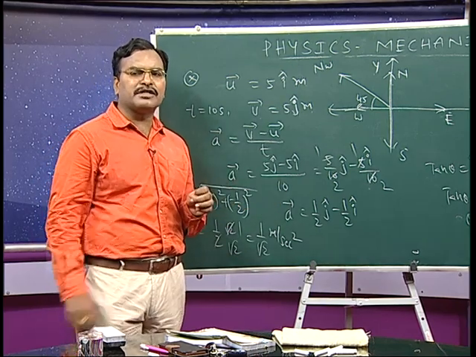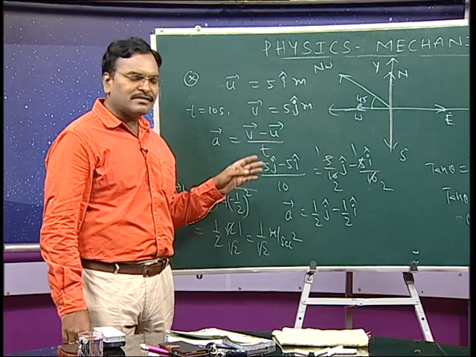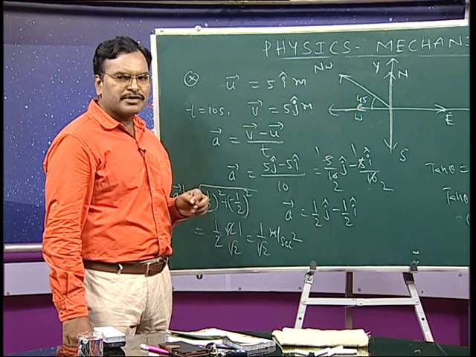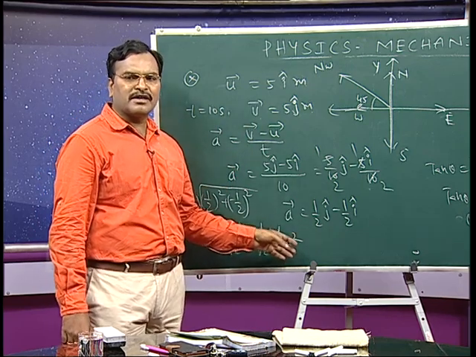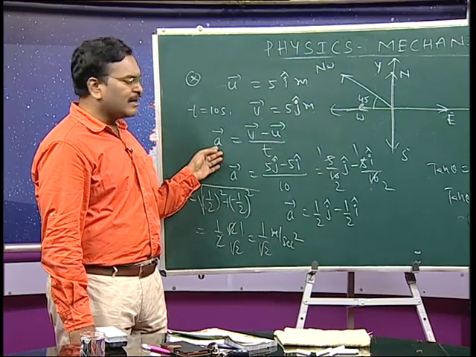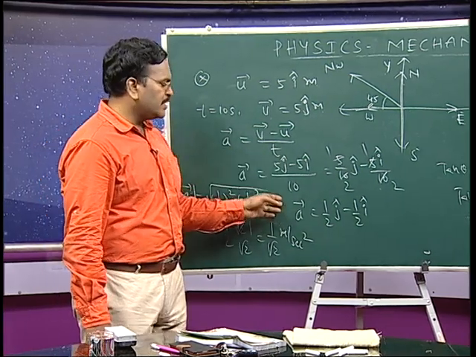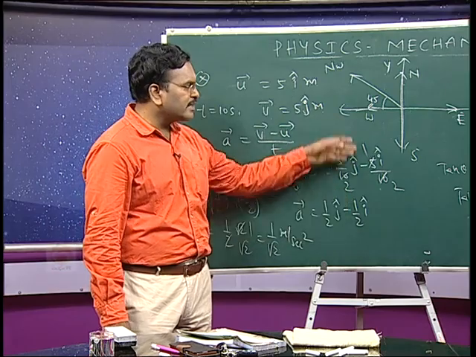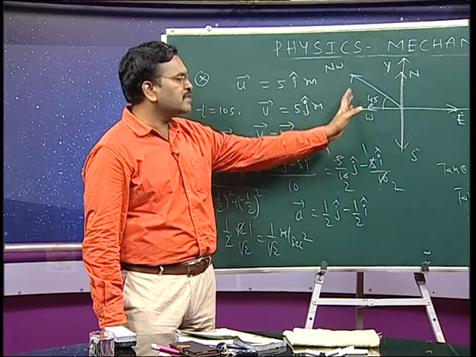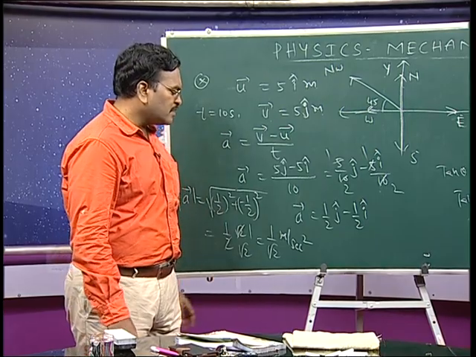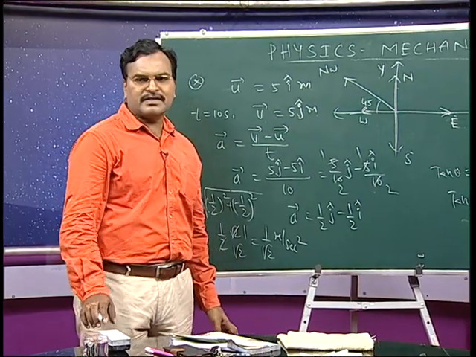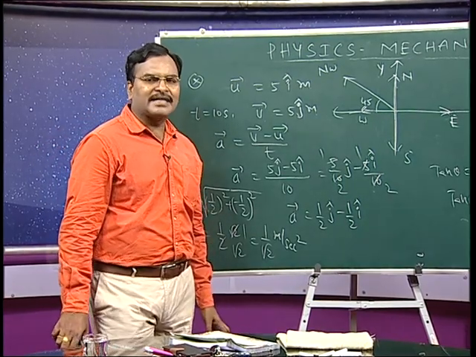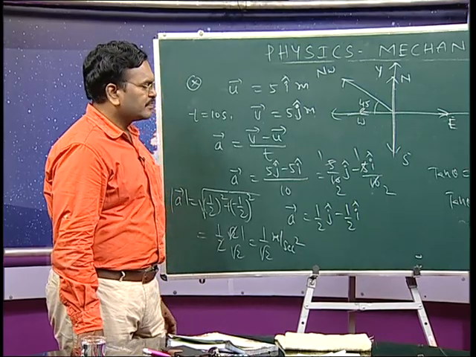They are giving one more option, 1/root 2 meter per second square northeast. Which is correct? 1/root 2 meter per second square northwest. Why? Acceleration is (v bar minus u bar) by t. So what are we getting? 1/2 j cap minus 1/2 i cap. Which quadrant is this? The second quadrant. The i cap is negative, so the direction is northwest. 1/root 2 meter per second square northwest is the correct option. Is it clear? In this way we calculate acceleration. Next one.